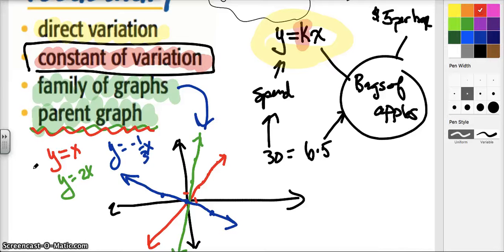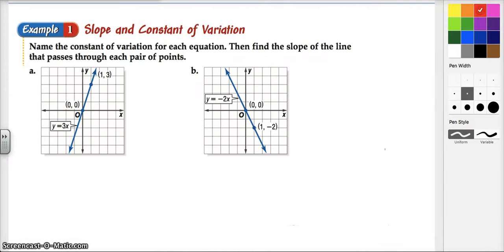So we're going to use this concept a lot, even though we're not going to talk about it a whole lot in this section. All right, let's go ahead and take a look at some examples. This example is entitled Slope and Constant of Variation, and what we're going to do is what they asked us to do.